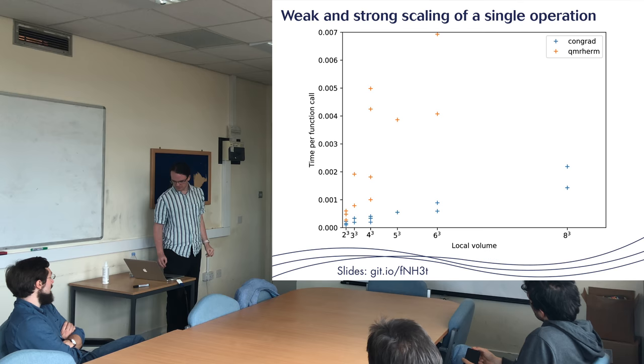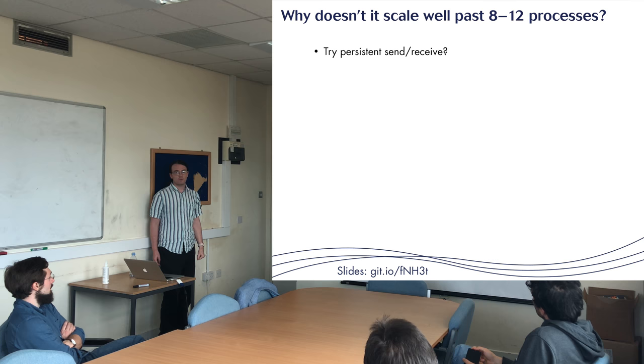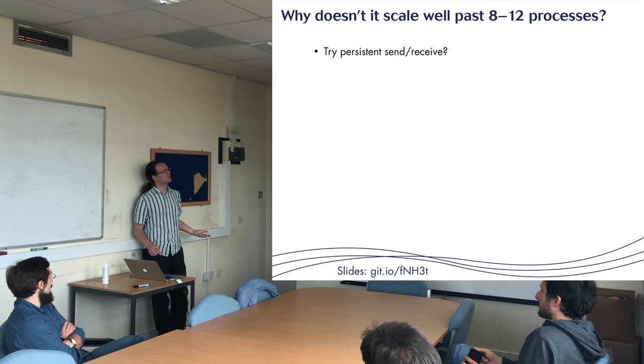So why doesn't it scale well? One thing we thought is maybe persistent send and receive, since we've got a lot of tight loops that have send and receive in them. Maybe using persistent send and receive will help us.